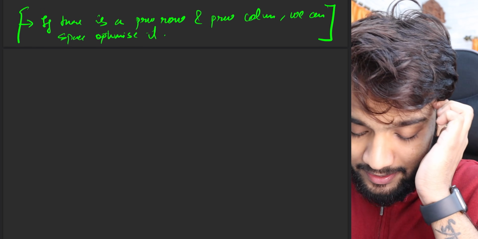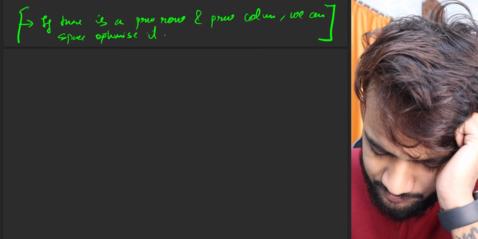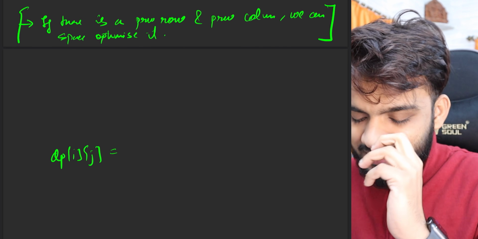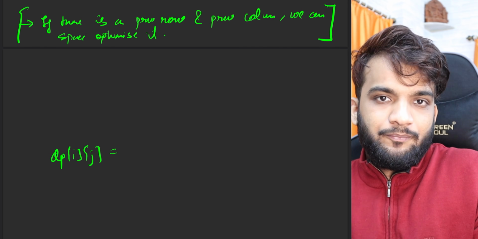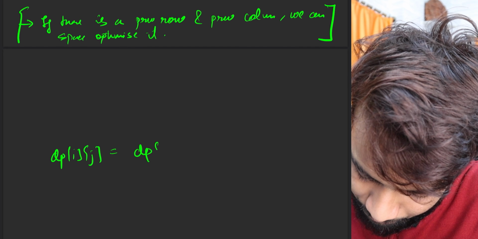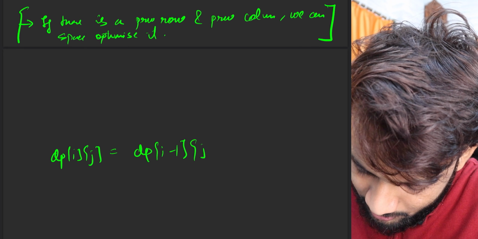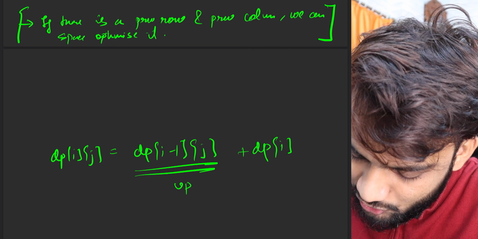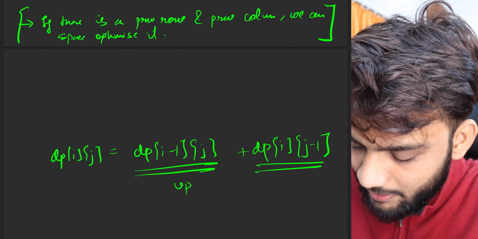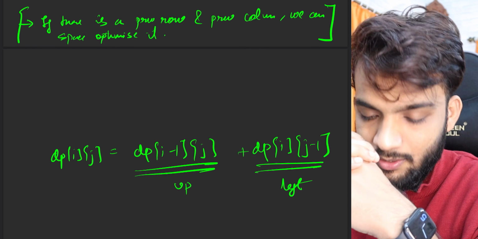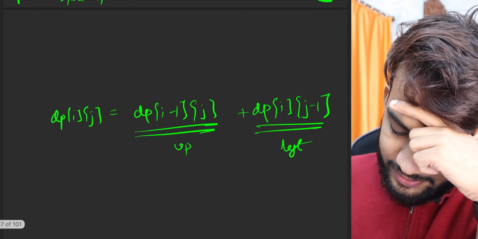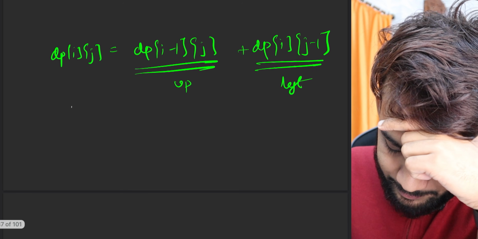Okay, cool. Let's understand. What am I writing? If I write dp of i j, I'm basically using dp of the up, which is i minus 1, j, and the left, which is i, j minus 1. That's what I'm using. So when I'm starting off, let's draw the matrix.